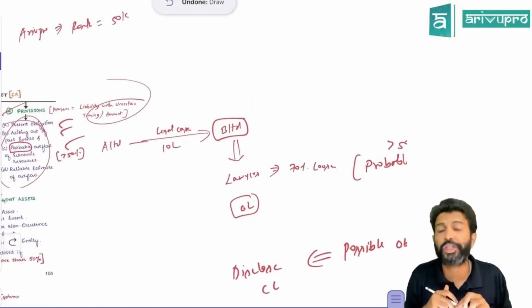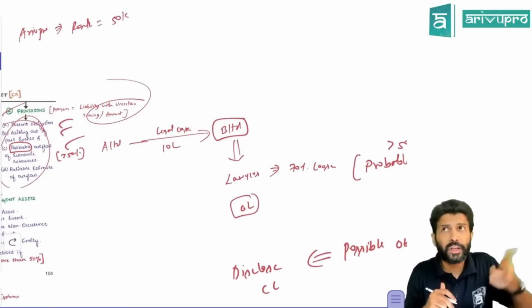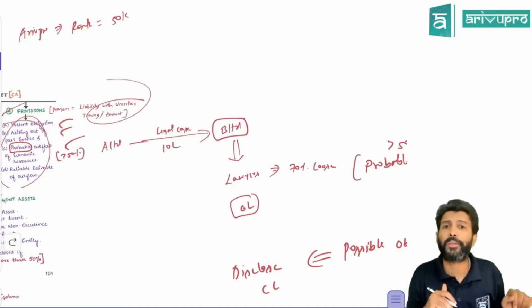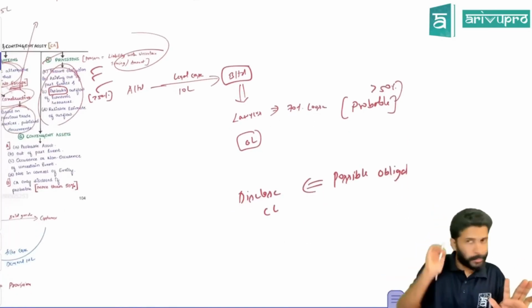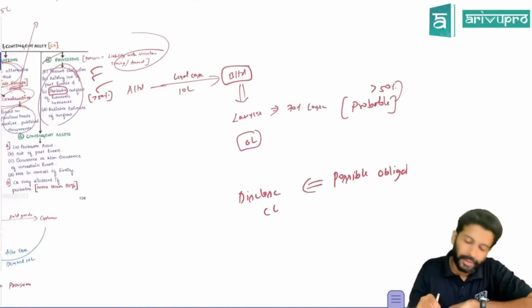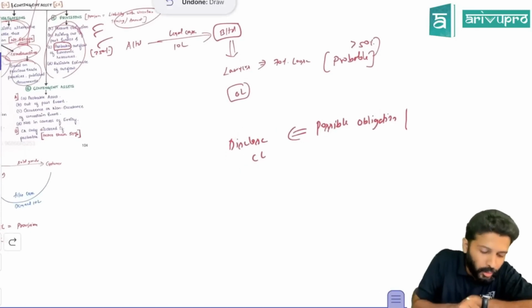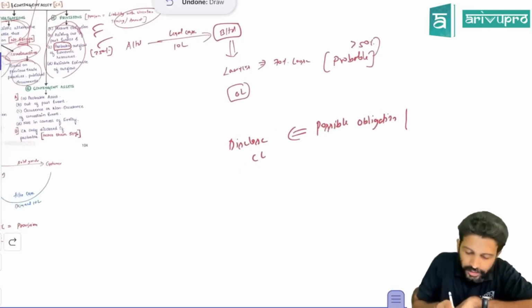Present probable obligation not recognized as provision. Sir, if it's probable obligation means you should recognize provision. No. If it's only a probable obligation, we still disclose it as contingent liability. Sir, why, sir? So let's modify this example.